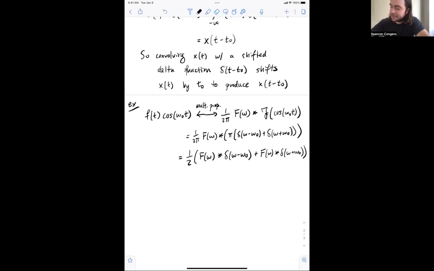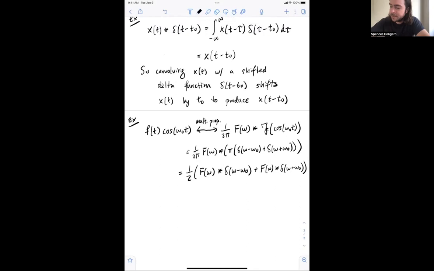And now we can use what we just showed up here. Because we have a convolution, it's in frequency this time, but that doesn't matter. F of omega convolved with delta of omega minus omega naught, that just gives me F of omega minus omega naught. This is what I wanted to do this example to show. F of omega convolved with that shifted delta, no problem. F of omega plus omega naught.